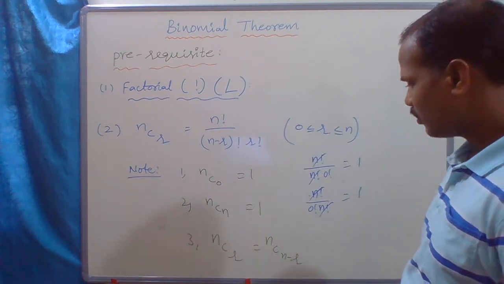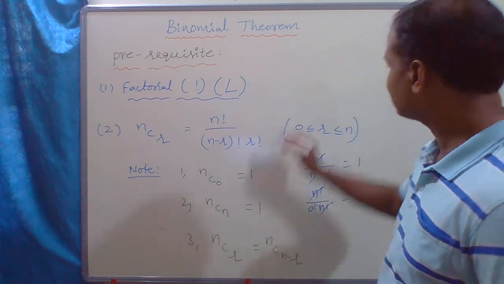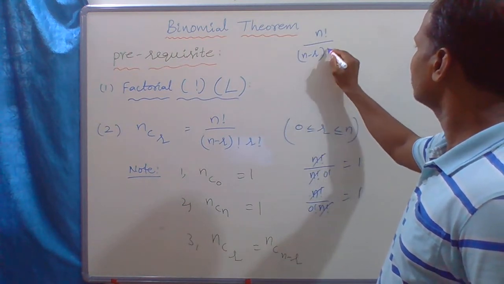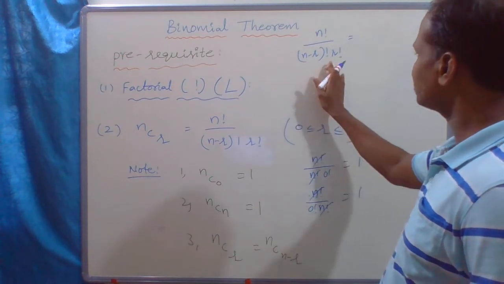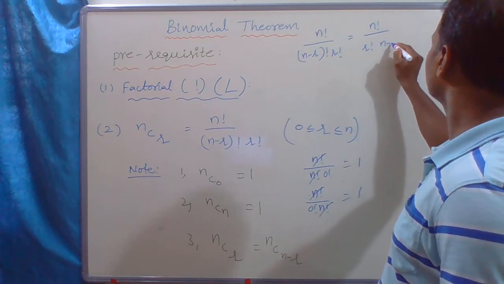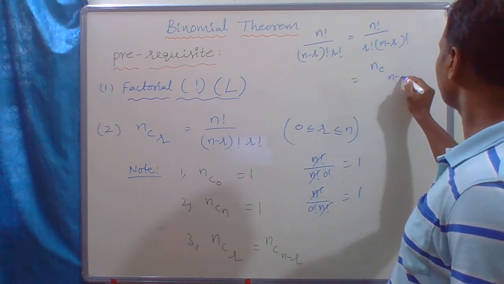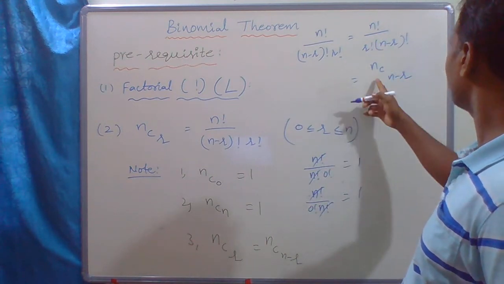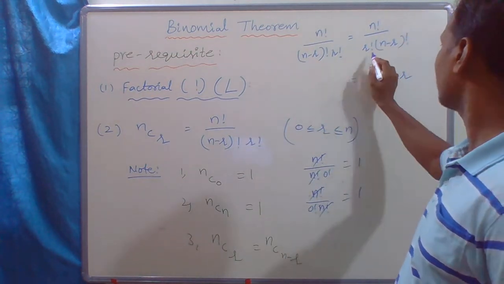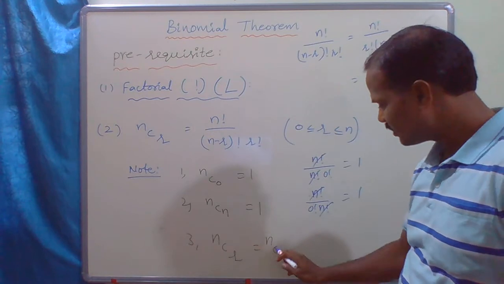Now NCR equal to NC n minus r. See, what is NCR? NCR equal to n factorial by n minus r factorial into r factorial. Just interchange these two and you get n factorial by r factorial into n minus r factorial. So this is nothing but NC n minus r, because n minus, n minus r gives r factorial. So NCR equal to NC n minus r.